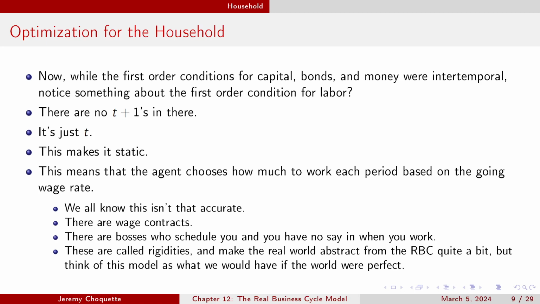Now, in the real world, this isn't totally accurate. We've got things like wage contracts, and there are bosses who schedule you, and maybe you don't have a real say in when you get to work. Like if you work in a restaurant, I used to do that, I get my schedule every week, and I'm like, God damn it, I have to work Monday and Tuesday night or something. I really don't want to work those nights, but you just kind of have to, so you just go in there. These departures from the assumptions of this model are called rigidities.